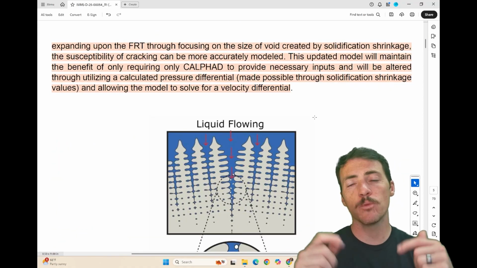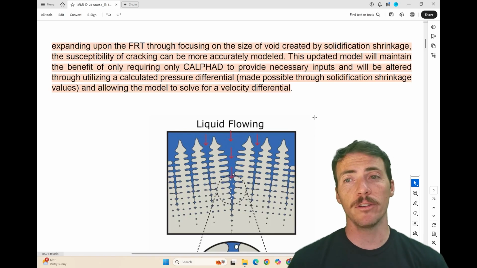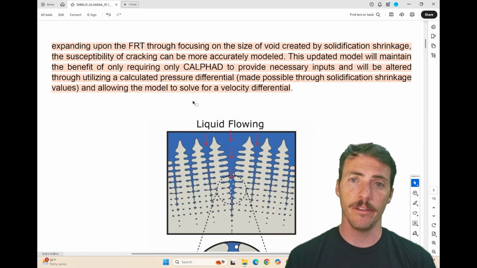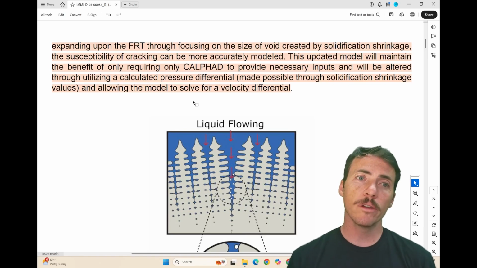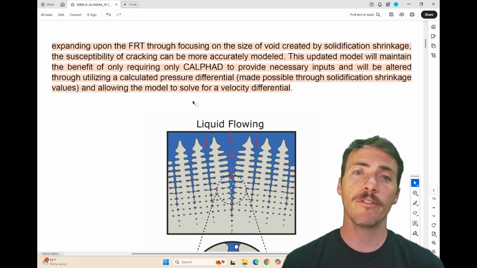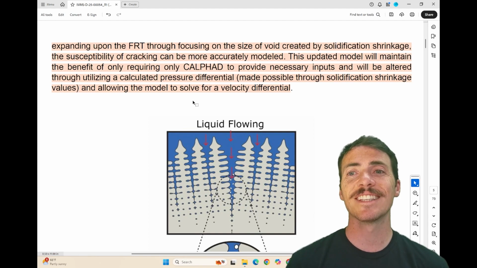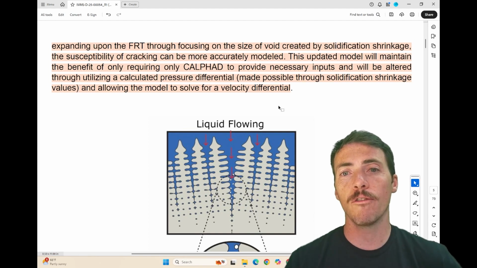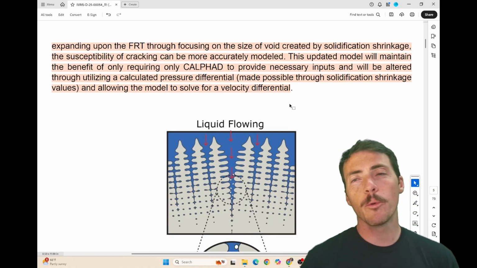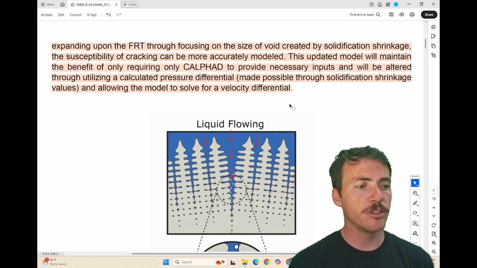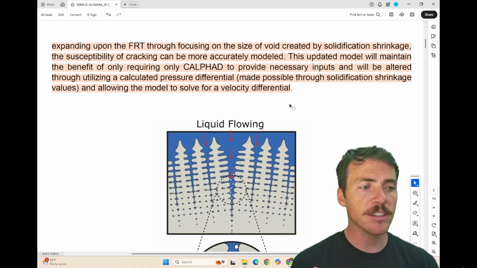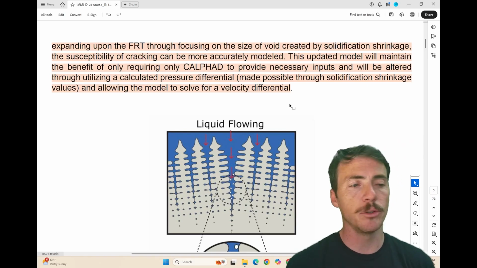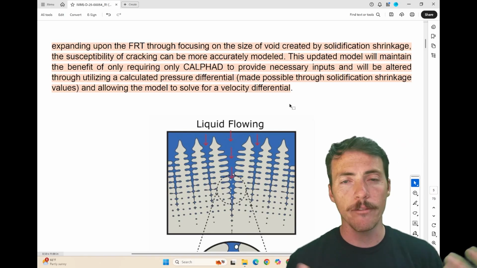So what's different in this work? In this updated model, they're going to maintain the benefit of only needing CALPHAD to calculate these as inputs, but it's going to be altered by utilizing a calculated phase differential made possible through the solidification shrinkage values and allowing the model to solve for the velocity differential. In other words, they're really asking, can we do better by directly modeling how fast the liquid flows instead of just the pressure drop, and by including alloy shrinkage as a driving force for this?